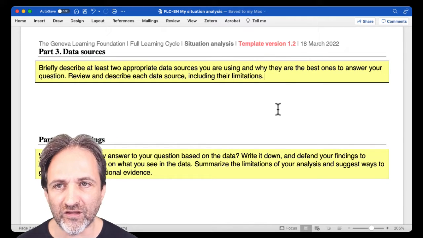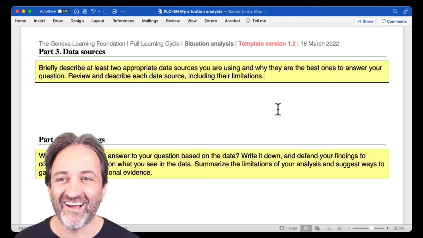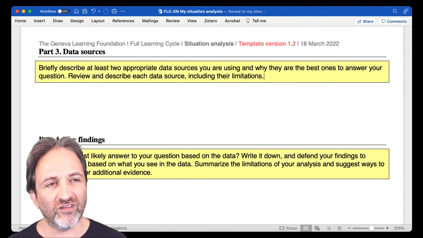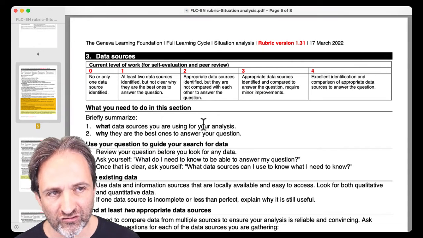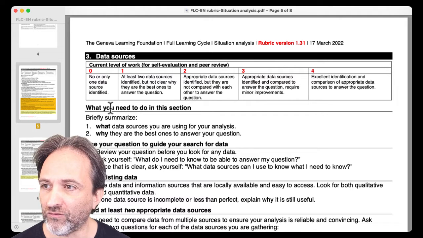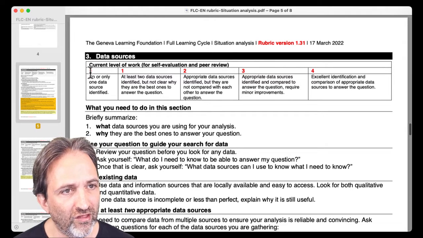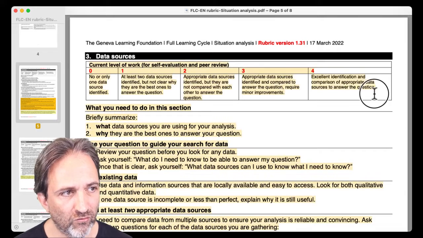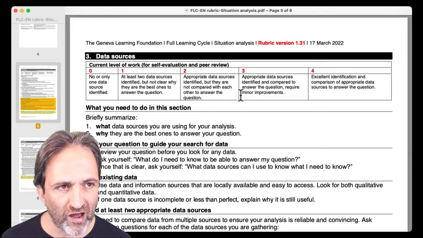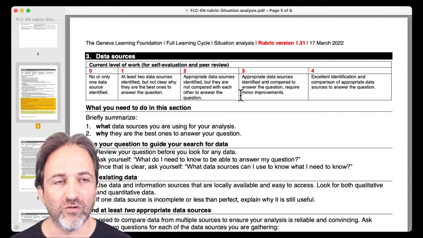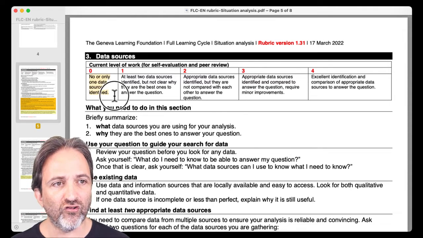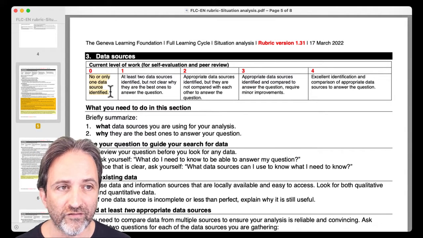Now, this does not have to be a long section because you probably don't have a dozen data sources, all right? But we do need at least 2, and I'm going to explain why. You can find the explanation in the rubric. So let's look at this criterion on data sources. First, we can look at the ratings. Remember, your peer reviewers will be using these ratings as they strive to give you constructive feedback to help you improve your situation analysis. So obviously, if there's no or only one data source identified, that's a 0.